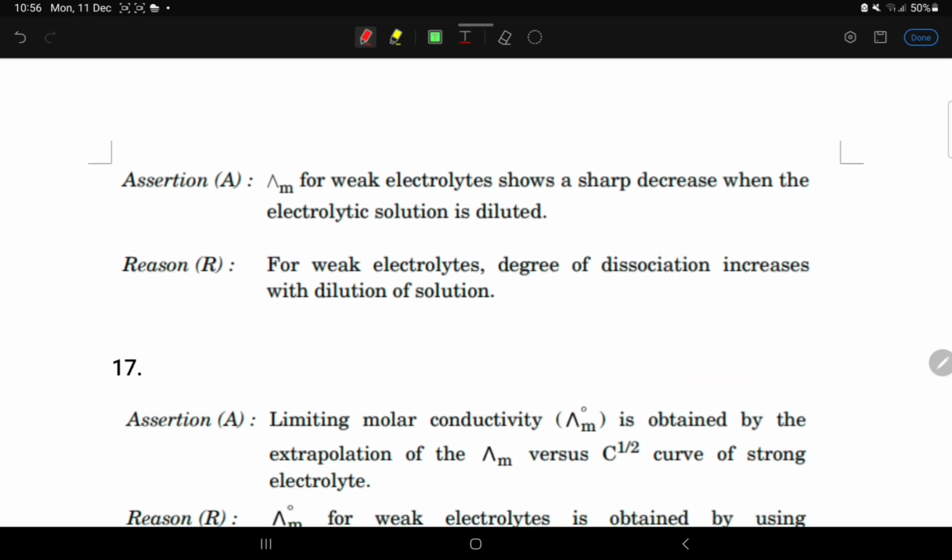Lambda m for weak electrolyte shows a sharp decrease when the electrolytic solution is diluted. So molar conductivity for weak electrolyte increases with the increase of dilution. For weak electrolyte, degree of dissociation increases with the dilution of solution. So assertion wrong and reason correct. So our option is D.